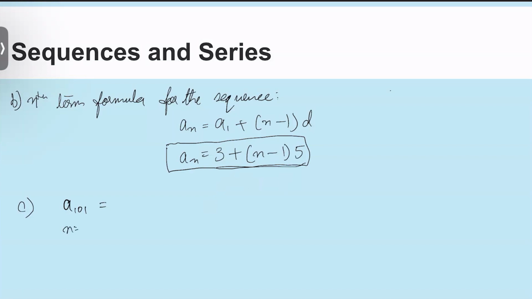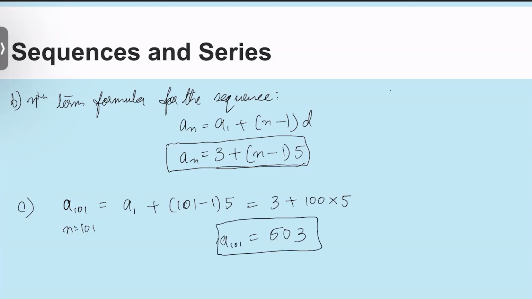Now the third part of the question was that we want to find A101, where your n is equal to 101. So A101 can be written as A1 plus 101 minus 1, and our D is 5. A1 is 3 plus n minus 1. Now this becomes 100 into 5. So this is 503. So the 101st term of this sequence is going to be 503.